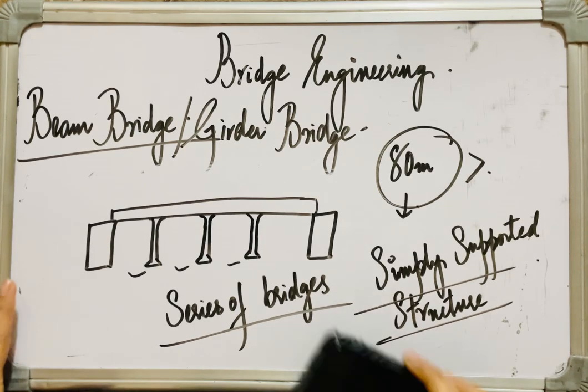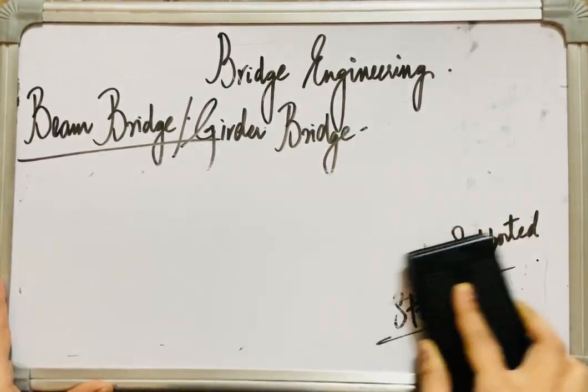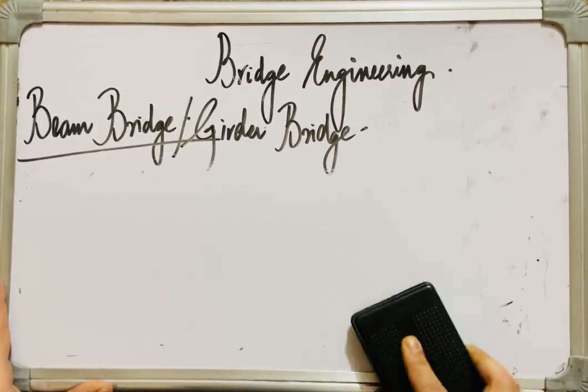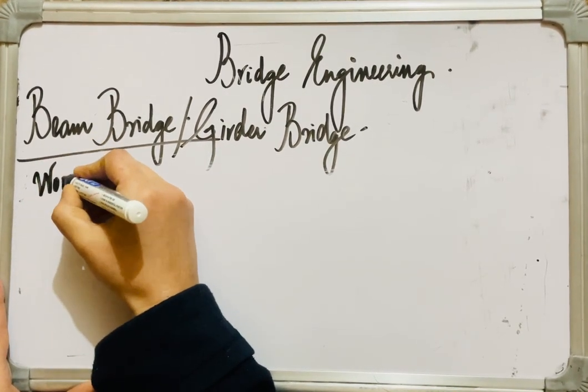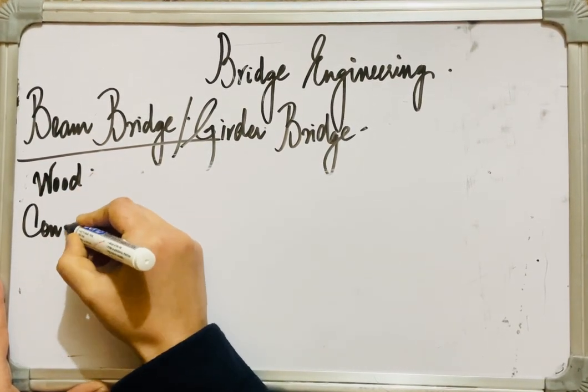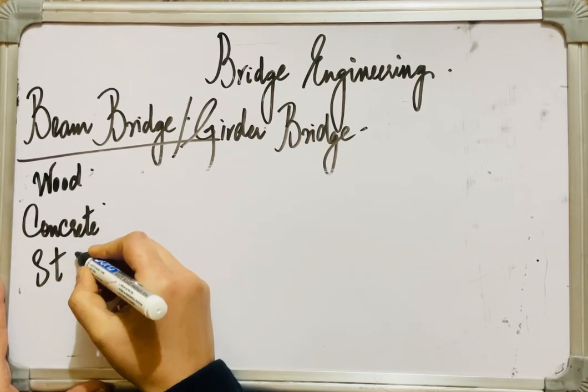All right. These beam bridges or girder bridges can be made of wood, concrete or steel. That must be known. They can be made of wood, concrete or even steel. All right.